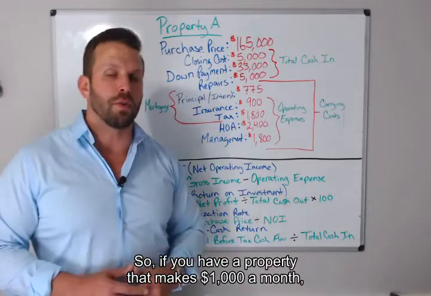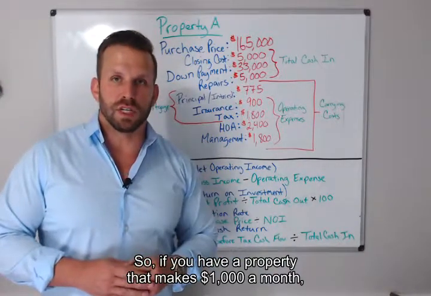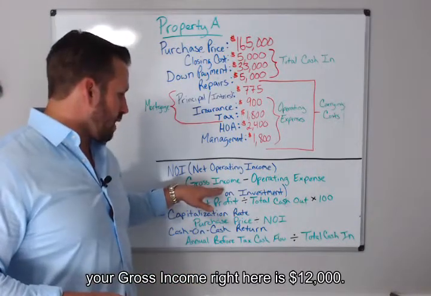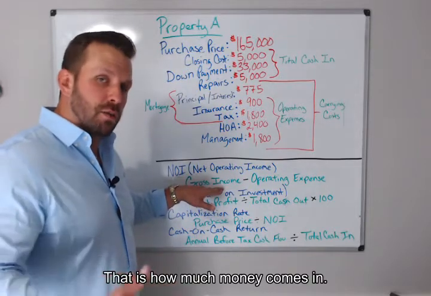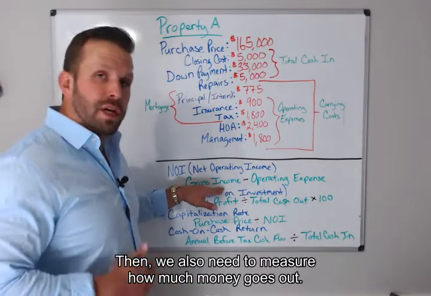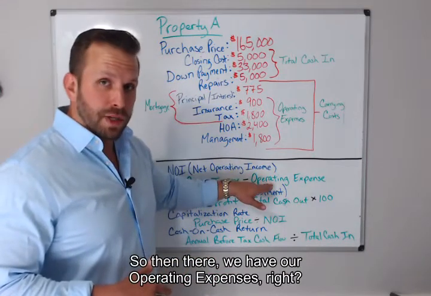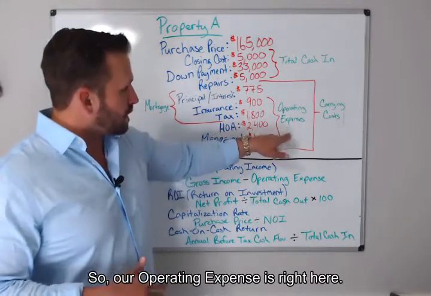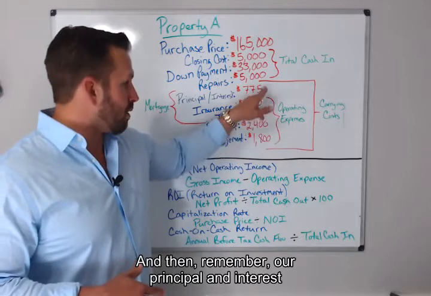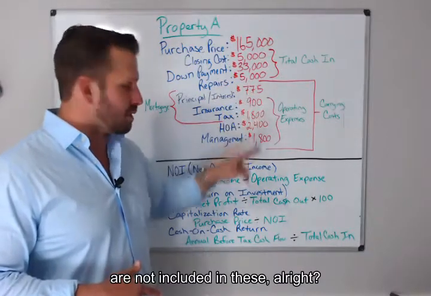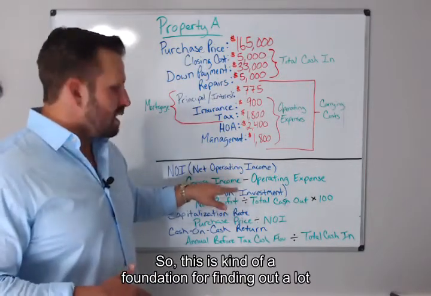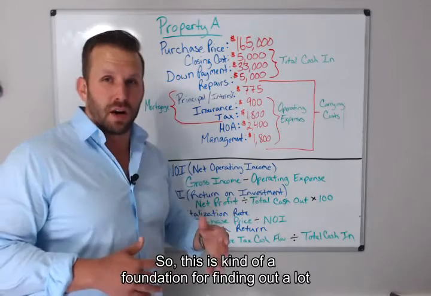So if you have a property that makes $1,000 a month, your gross income right here is $12,000. That is how much money comes in. Then we also need to measure how much money goes out. So there we have our operating expenses, right? And remember, our principal and interest are not included in these. All right. So this is kind of a foundation for finding out a lot of other things.